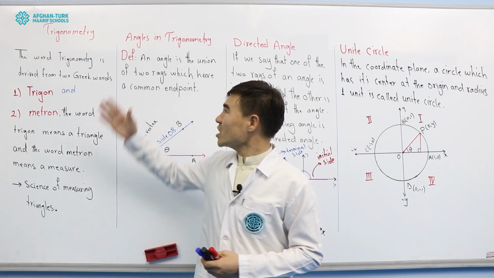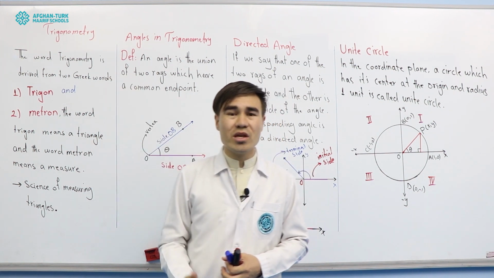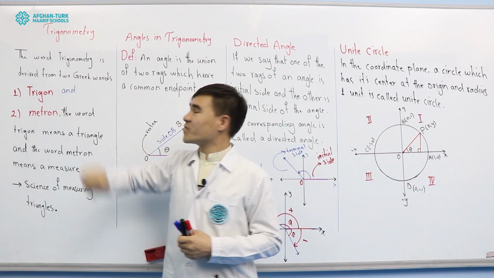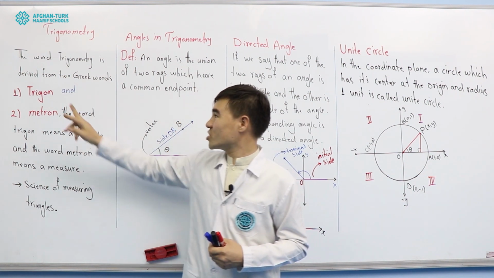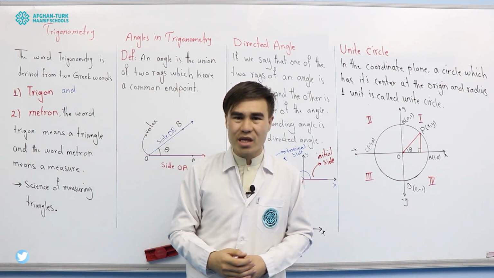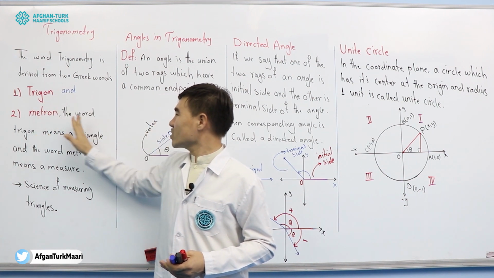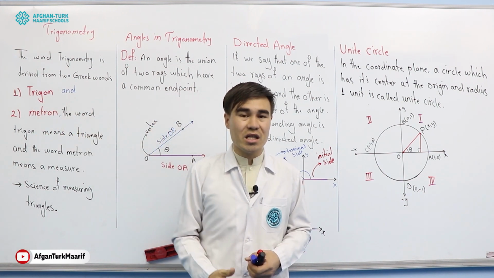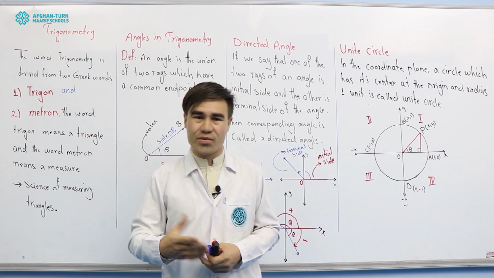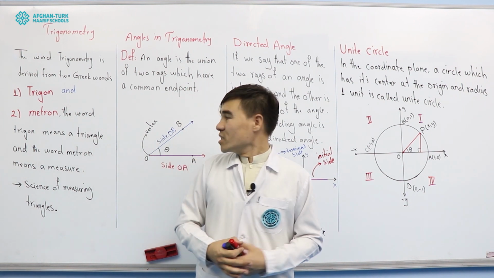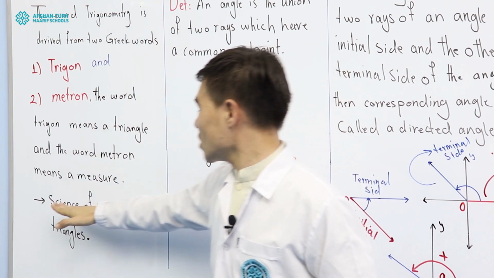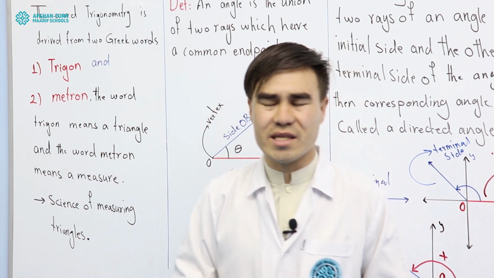Okay, dear students, the word trigonometry is derived from two Greek words, trigon and metron. Tri means the number 3. The word trigon means a triangle, and metron means measurement. So, in general, trigonometry can be called the science of measuring triangles.